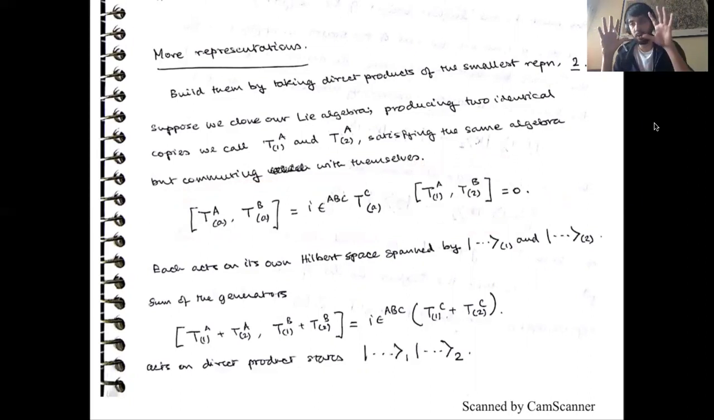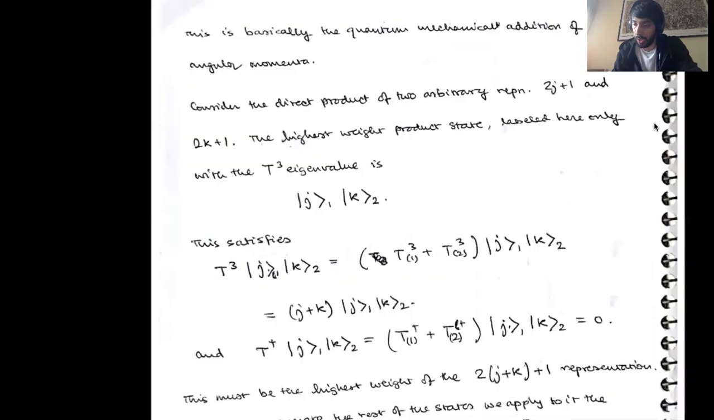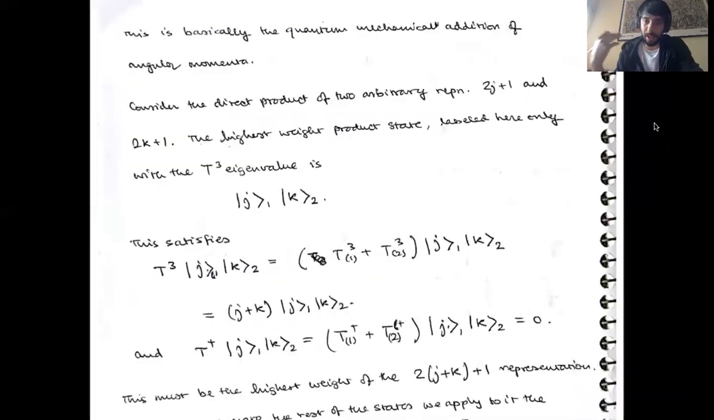Each of these is going to act on its own Hilbert space, with things marked with 1 and with 2, and so the sum of these is going to act on the product states of the form 1 and 2. So this is, if you wish, just the addition of angular momentum. Let's see how to do this.